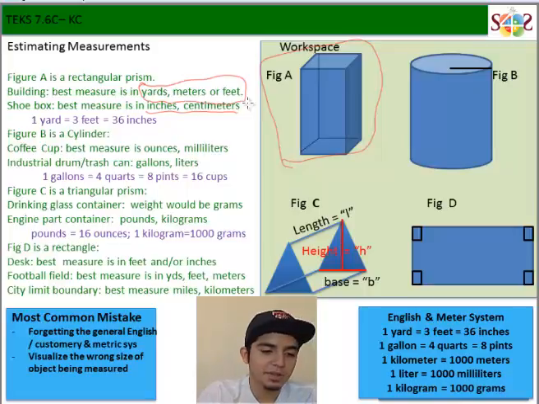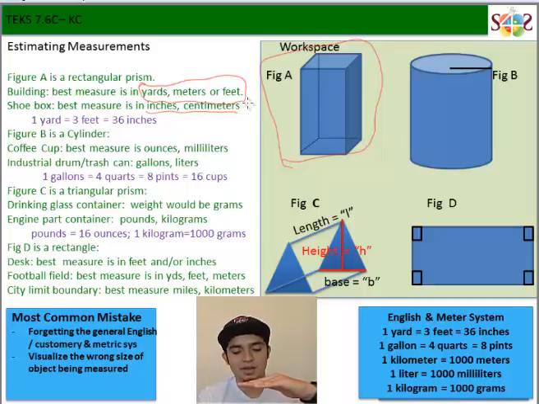For figure B, we have a cylinder, and it asks us for the best measurement for a coffee cup. Here we're going to be finding the best unit to measure the volume of the cup. Since a coffee cup is fairly small, we're going to use ounces or milliliters. Now these are measurements used to measure volume, not length or mass.